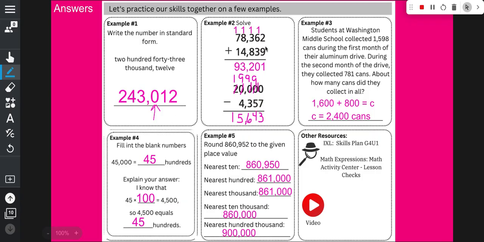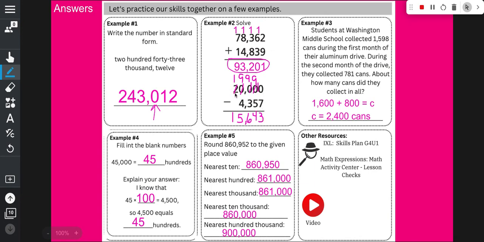For the next one, I'm going to add. 2 plus 9 is 11. So put one of the ones down, carry the other one up. 1 plus 6 plus 3 is 10. Carry my 1 over. 1 plus 3 plus 8 is 12. Carry my 1 over. 1 plus 8 plus 4 is 13. Carry my 1 over. 1 plus 7 plus 1 is 9. So my answer is 93,201.